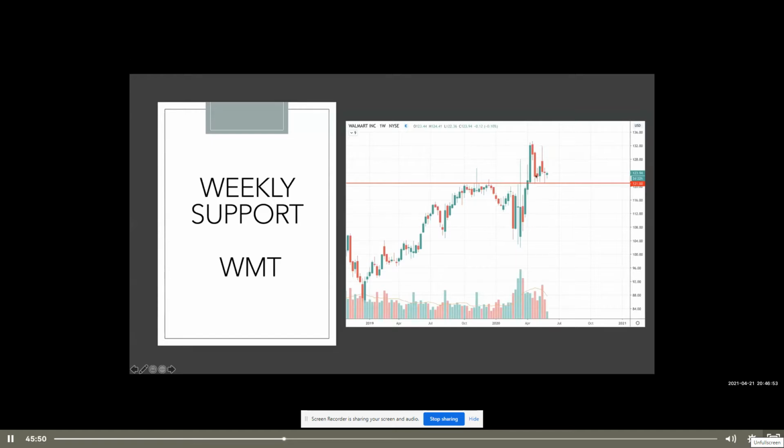So you can see it bounced off of it multiple times. And now that 121 is our new support. It had 4 wicks down to that 121. So there you go. That is the support for Walmart.